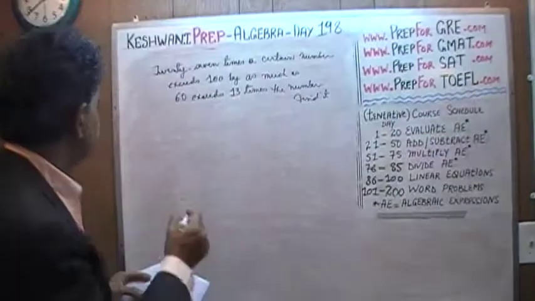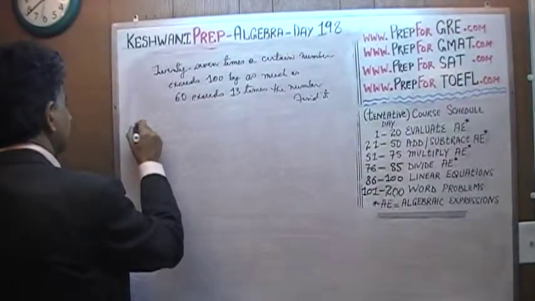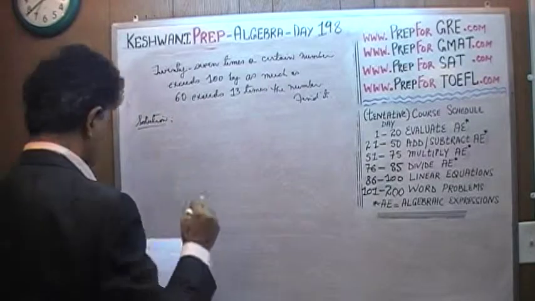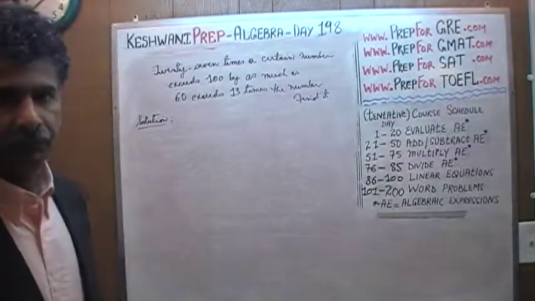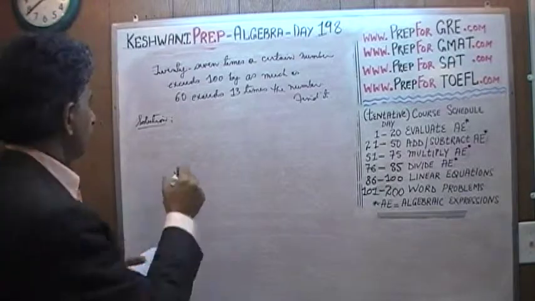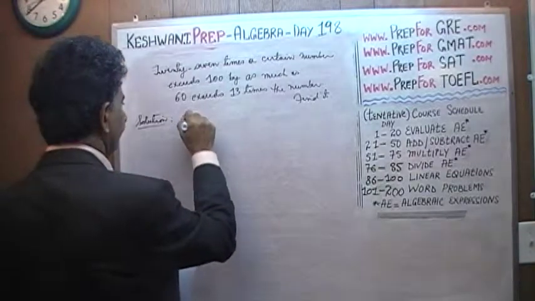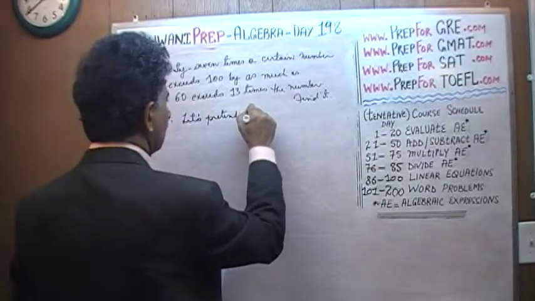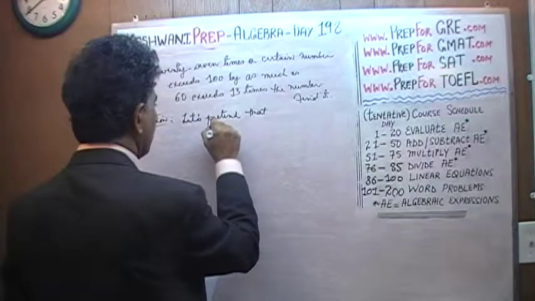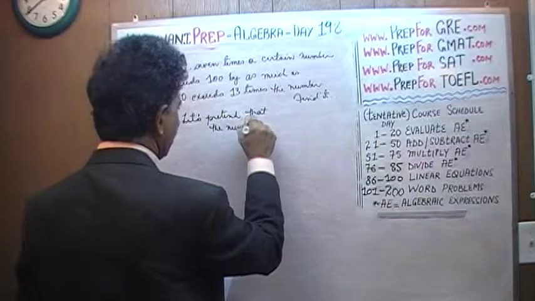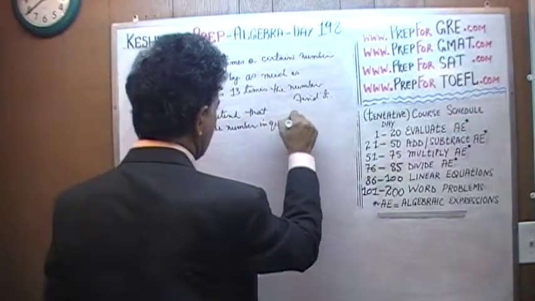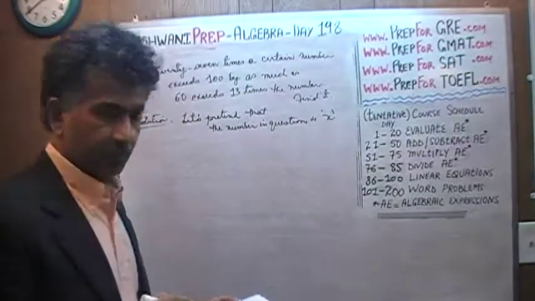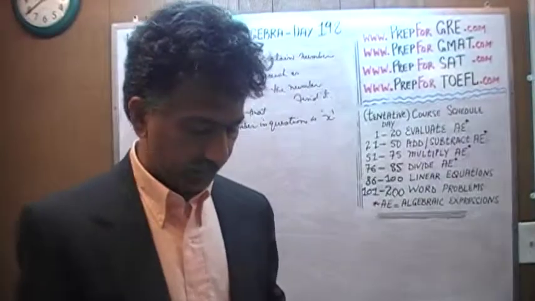Pause the video, do it yourself first before you continue watching it. Let's pretend that the number in question is x. We can call it x, we can call it n, you can call it whatever you like.